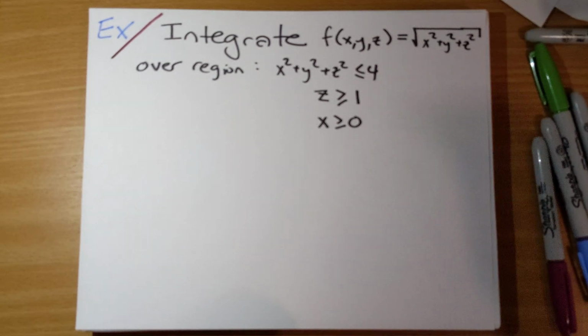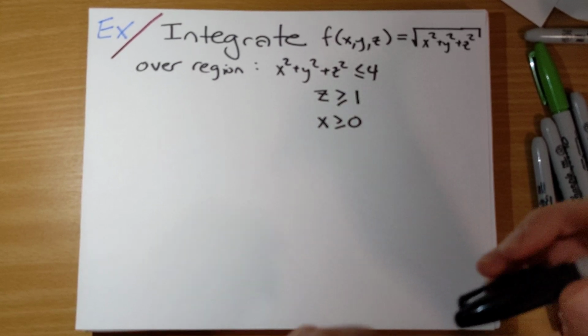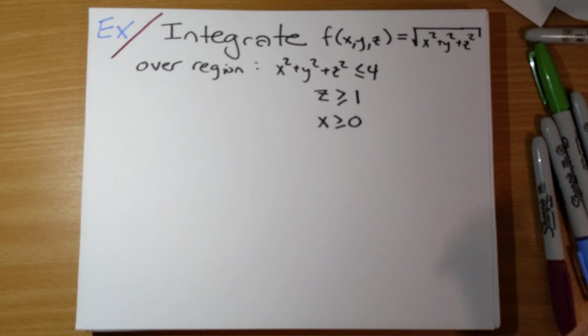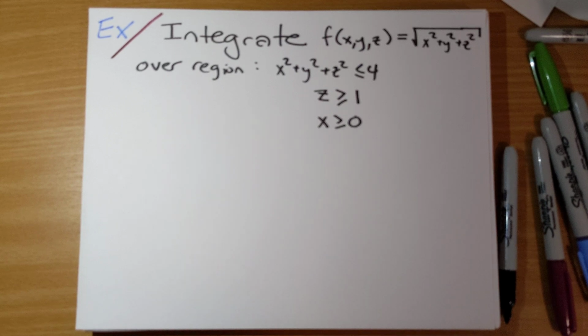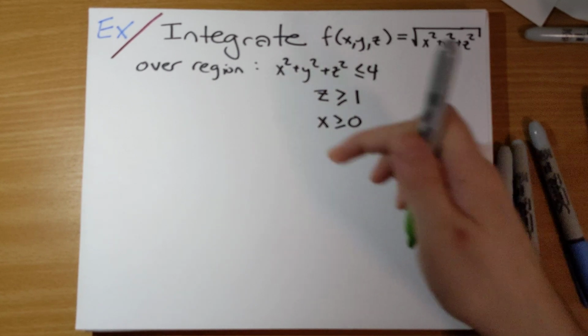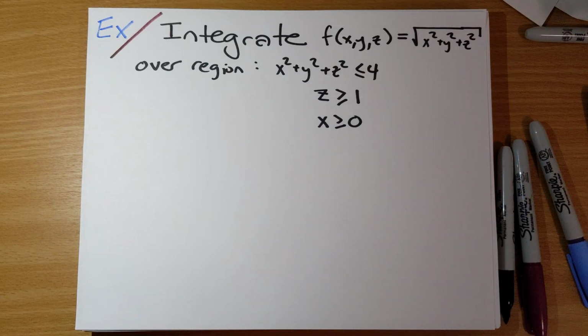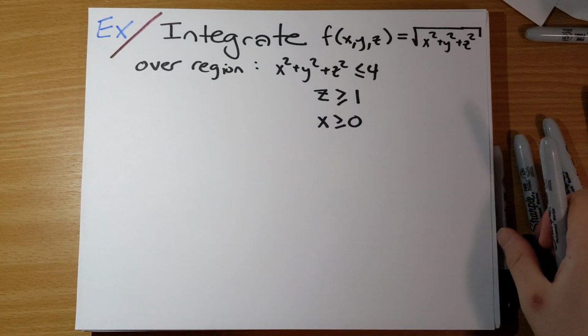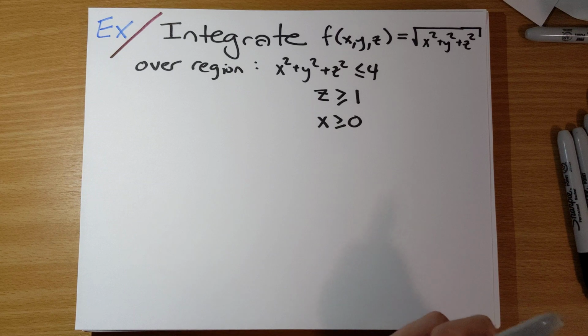Here is a more interesting spherical coordinates integration question, a little bit more involved than our previous examples. Integrate f of x, y, z equals the square root of x squared plus y squared plus z squared over the region x squared plus y squared plus z squared is less than or equal to 4, z is greater than or equal to 1, x is greater than or equal to 0.